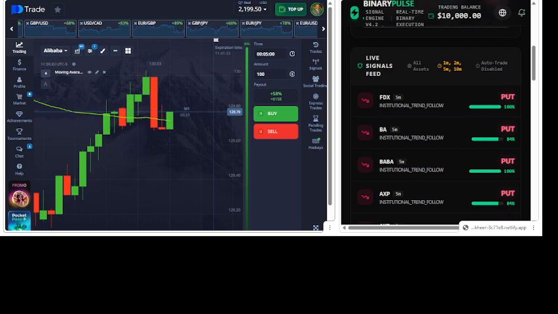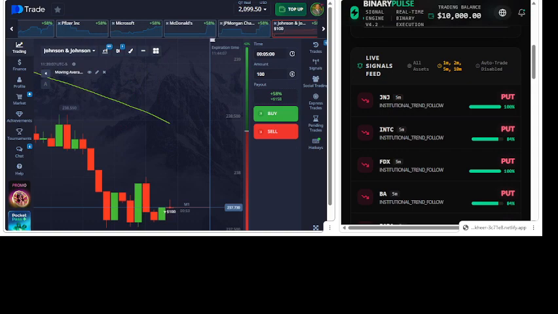Just another alert just came up for FedEx here, a 5-minute put trade on FedEx, but FedEx is currently not available as one of the stock assets on Pocket Option. There are other stock assets available. I have them listed here at the top of the chart. So we're going to have to pause the video and wait for the next signal.